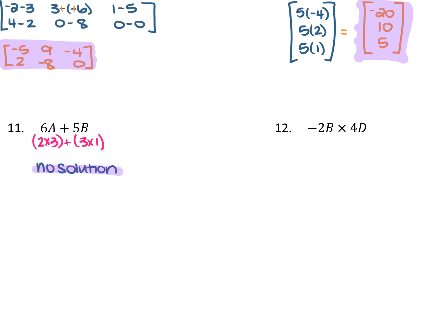For number 12, you have -2 times B times 4 times D. If you multiplied in that -2 to B, it keeps it as the same dimensions, which are a 3 by 1. If you multiplied in that 4 to D, it keeps it as the same dimensions, which is a 3 by 3. When you multiply two matrices, your two middle numbers must be identical in order for you to multiply. In this case, they are not, so you are giving no solution for this answer as well.